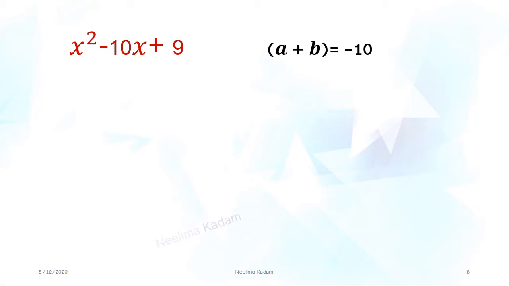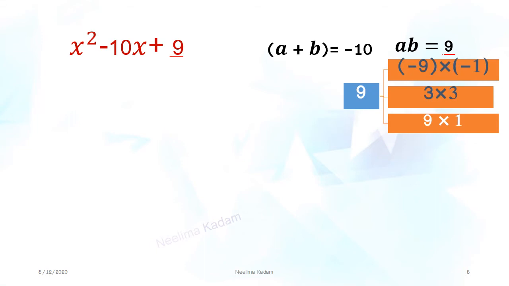Okay. Let's take another example. x square minus 10x plus 9. Now here a plus b is equal to minus 10 and ab is equal to 9. Now dear students, see here the last term, that is 9. Try to find out the factors of 9. Now what are the factors of 9? Now expected factors of 9 are minus 9 into minus 1. Minus minus become plus. 3 3s are 9 and 9 1s are 9. Now out of these, which is the correct one? Only one pair is the correct factors.